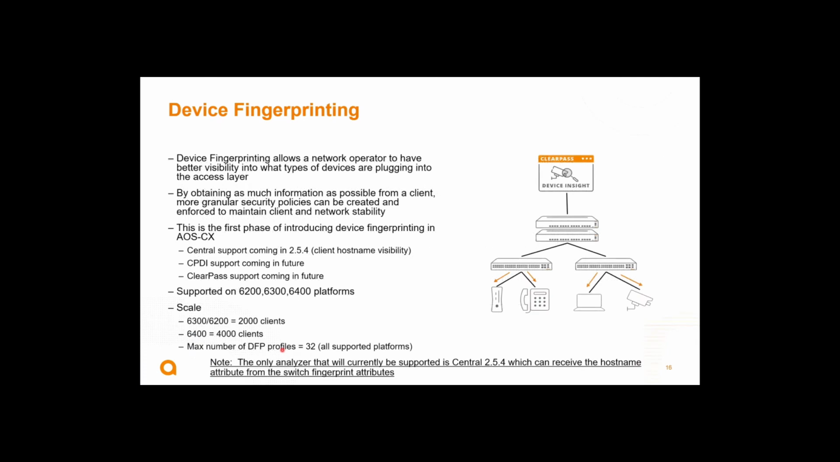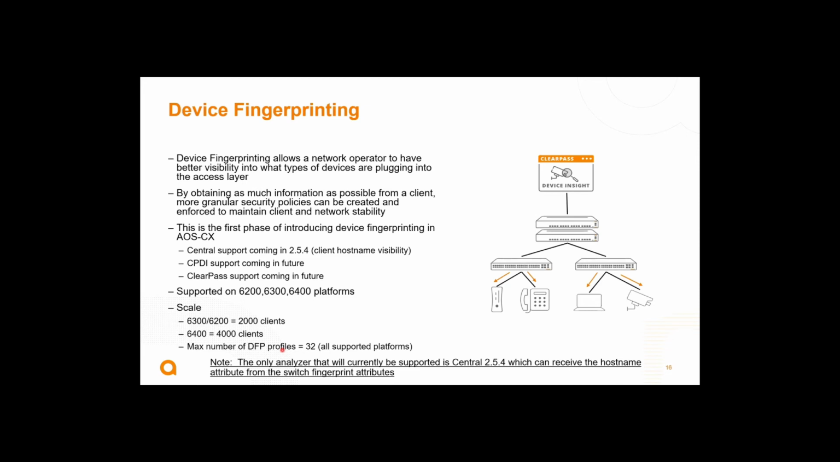One of the main use cases for device fingerprinting is so that operators have the best visibility into the types of devices that are being plugged into the switches at the access layer. And by being able to obtain as much information as possible from a client, we can create more granular security policies based on manufacturer, device type, MAC address, vendor, operating system, so we can get these more advanced fingerprints and enhance security policies, especially when you're dealing with headless devices that don't have built-in security, so that you can create more granular security policy to only enforce that specific types of devices can access the network.